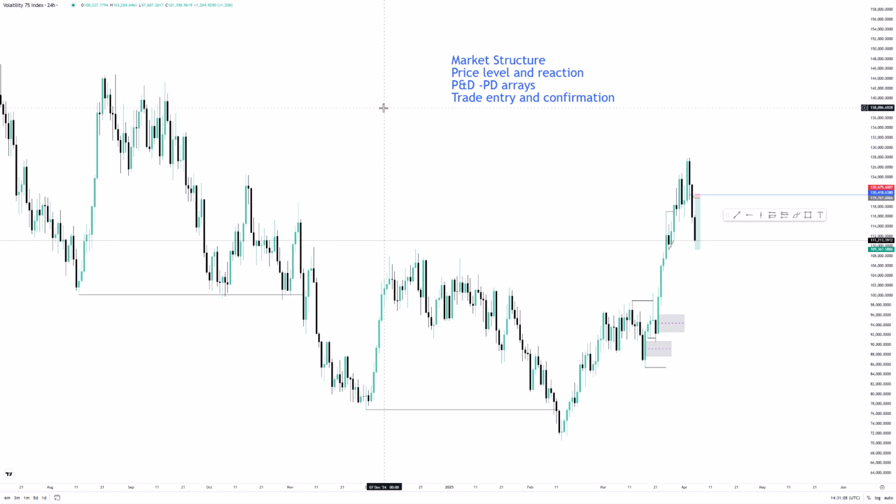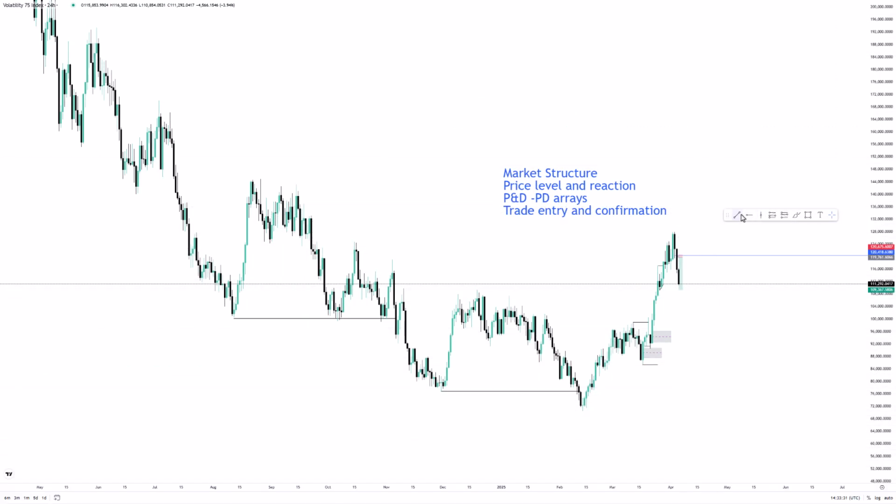The second thing is to look at price level and reaction on 4 hours and daily time frame, and also I look at premium and discount of a price range, as well as looking at the PD array, which is premium and discount array, such as order block and fair value gap on the chart before entry. And also my trade entry was on 15 minutes and confirmation was on 1 minute. So kindly watch this video closely and learn how I took this trade.